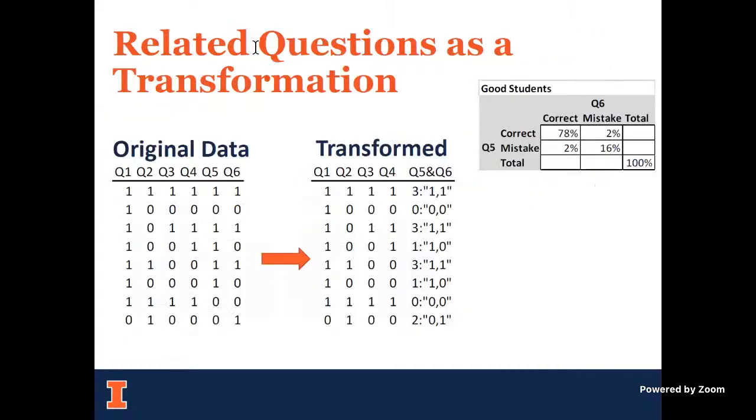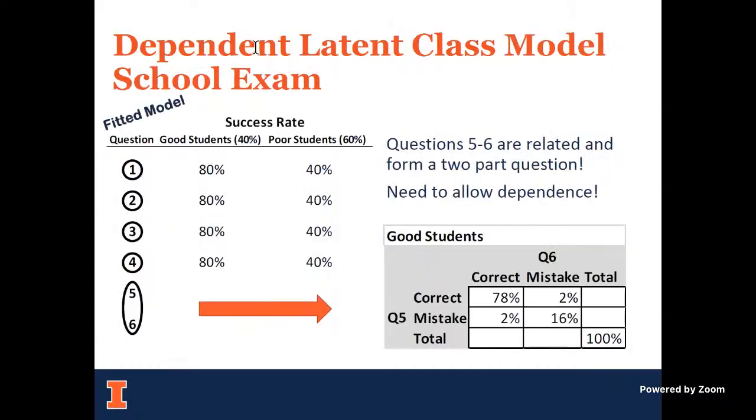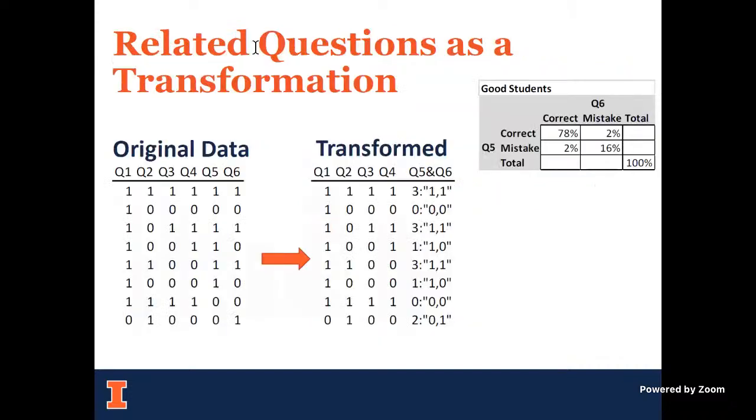One way to think of these probabilities is as a transformation to your data set. In our original data, we have 1 row per person who answered: 1 if they got the question right, 0 if they got the question wrong. And we have these 6 questions. On the right, we have a transformed data set where we combined questions 5 and 6.